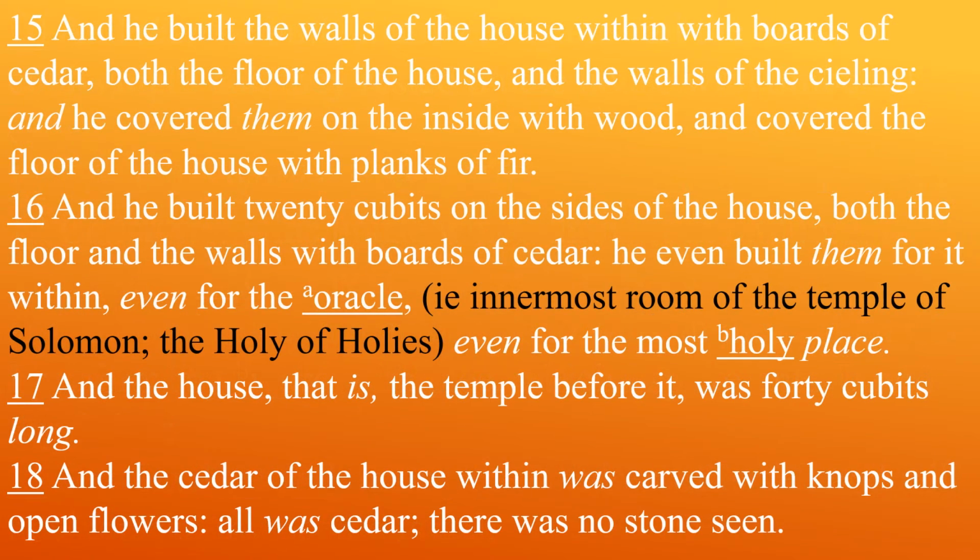So Solomon built the house and finished it, and he built the walls of the house within with boards of cedar, both the floor of the house and the walls of the ceiling, and he covered them on the inside with wood, and covered the floor of the house with planks of fir. And he built 20 cubits on the sides of the house, both the floor and the walls, with boards of cedar. He even built them for it within, even for the oracle, or the innermost room of the temple, the Holy of Holies, even for the most holy place. And the house, that is, the temple before it, was 40 cubits long. And the cedar of the house, which was carved with knops and open flowers, all with cedar, there was no stone seen.